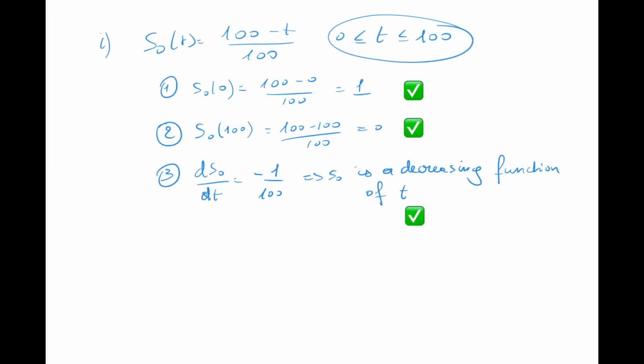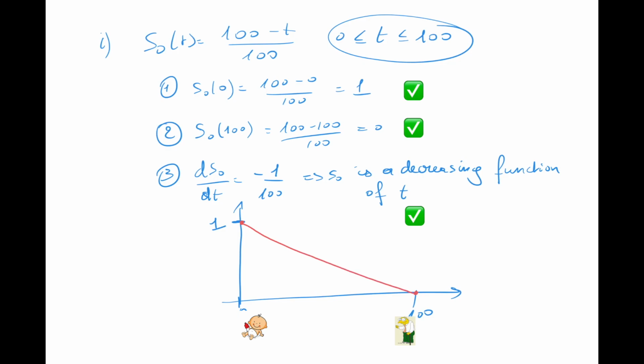To be more precise, the function S0 goes from 0 to 100. If we are in 0, my function takes the value 1. If we are in 100, my function takes the value 0, and we have a linear function, so I go down in a linear way from 1 to 0. This is my function S0 in function of t.